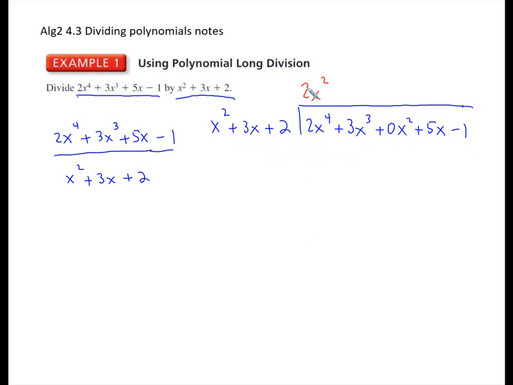So I'm taking this 2x squared and distributing it to everything on the outside. That gives me 2x to the 4th plus 6x to the 3rd plus 4x squared. Then we're going to subtract. Whenever we're subtracting, we add the opposite. So you change this minus to a plus, and everything on the bottom becomes the opposite of what it was. This becomes a negative, this becomes a negative, and this also becomes a negative.